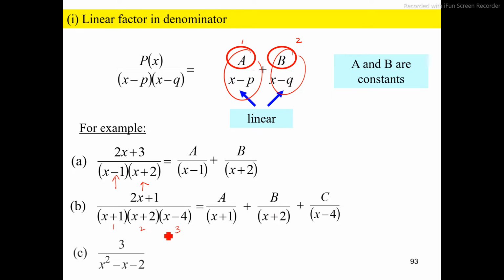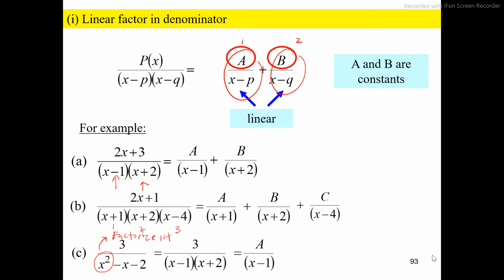Now the third one is quadratic. If we can factorize, you need to factorize first. Factorize first, then you have two factors like this. We are going to separate the first factor A and then B. So this one is only two linear factors.